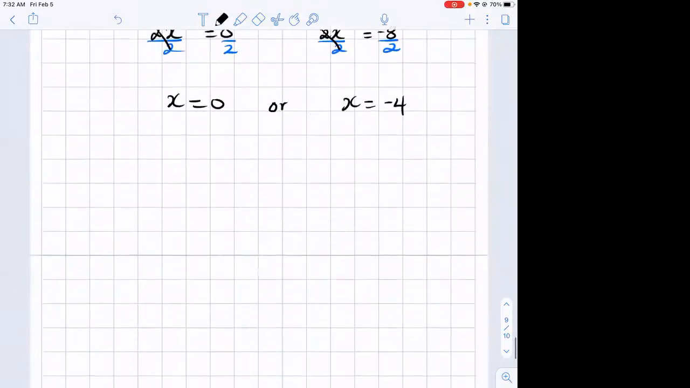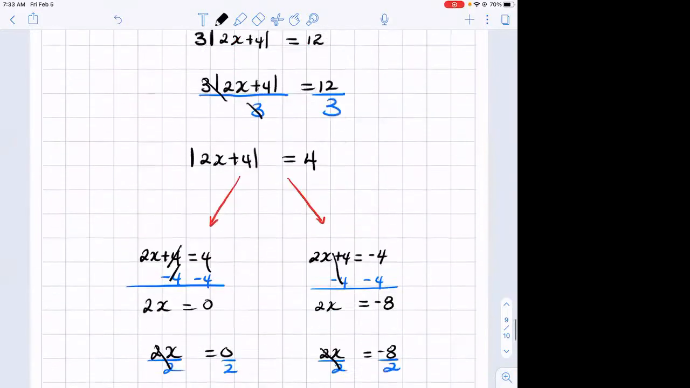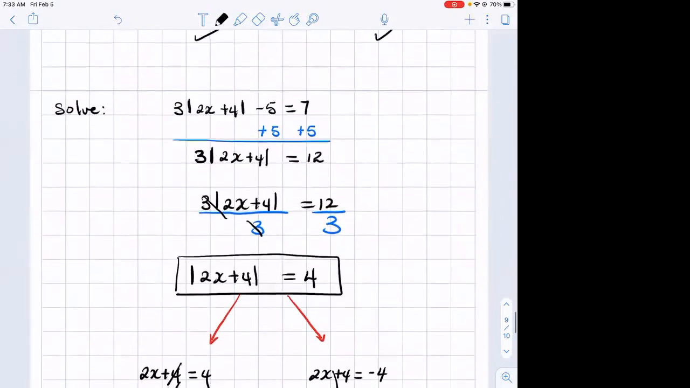Now, remember, we're not finished. We have to check. And we can use the original equation, or we can use the simplified with the absolute value. So I'm going to use the one that's 2x plus 4 is equal to 4. You can use this, or you could go back and use this one here. It doesn't matter.